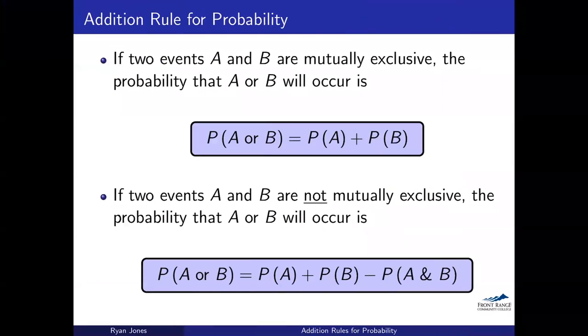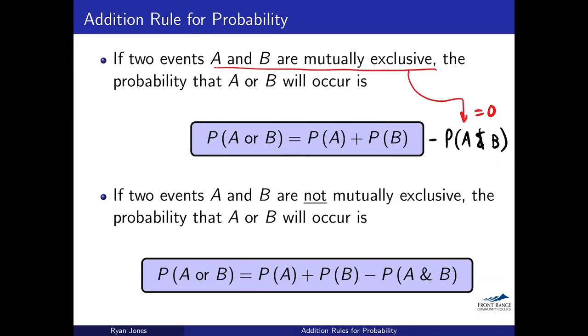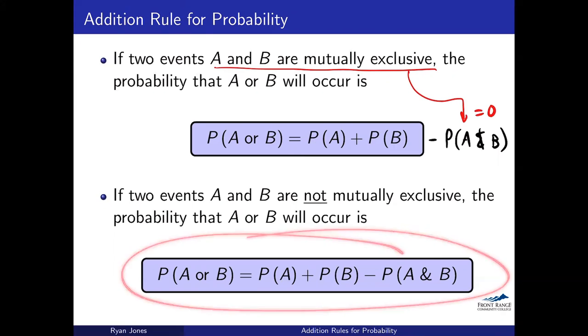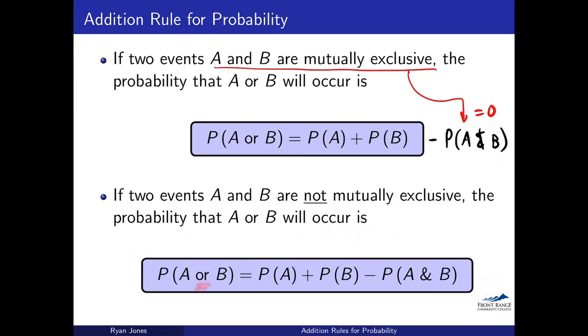Cool. So one other thing I want to mention here is that this formula up above, you could very well include this P of A and B in this formula. The reason we don't bother is that in the event that A and B are mutually exclusive, this is equal to 0. So we just don't bother putting it there. But basically, this is our standard formula for any sort of or probability.